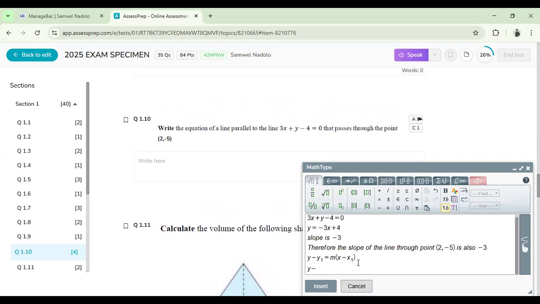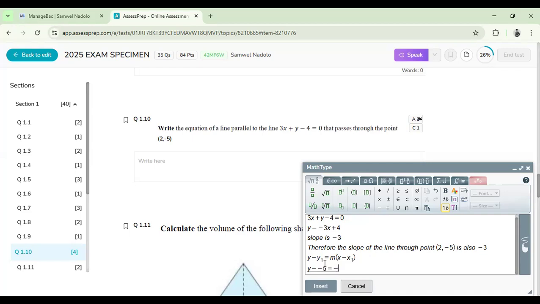But if you had said this sentence and then came back and said y is equal to y1, y1 is the y value of your point. So the point is (2, -5). So the y value is minus 5. So y minus minus 5 is equal to m.